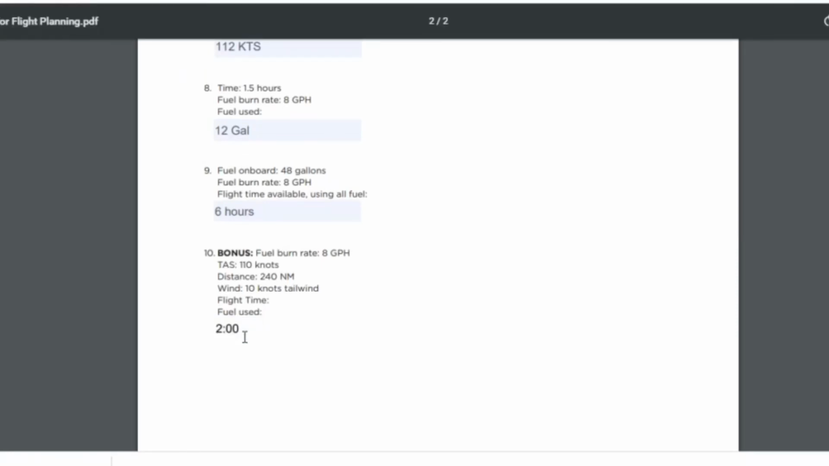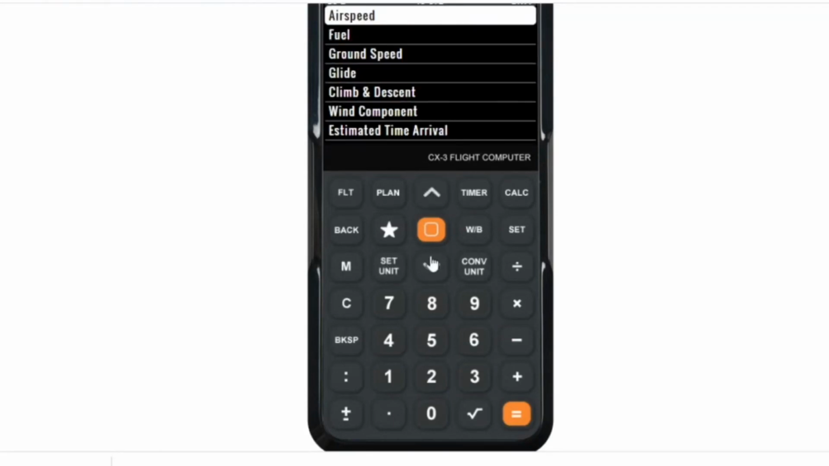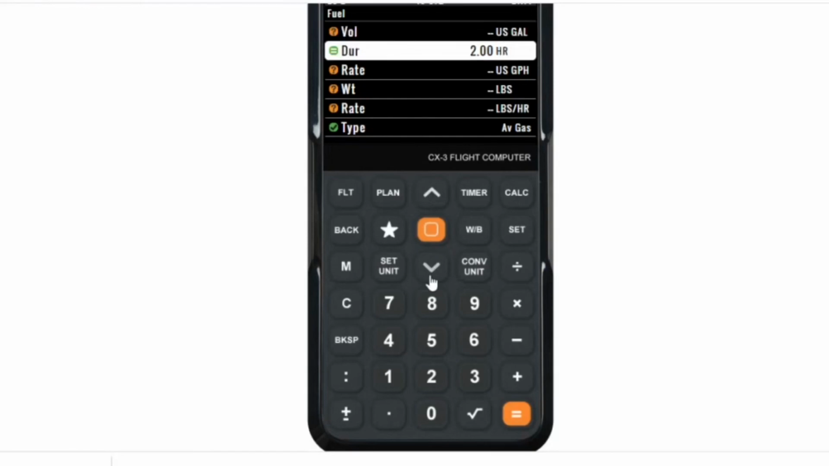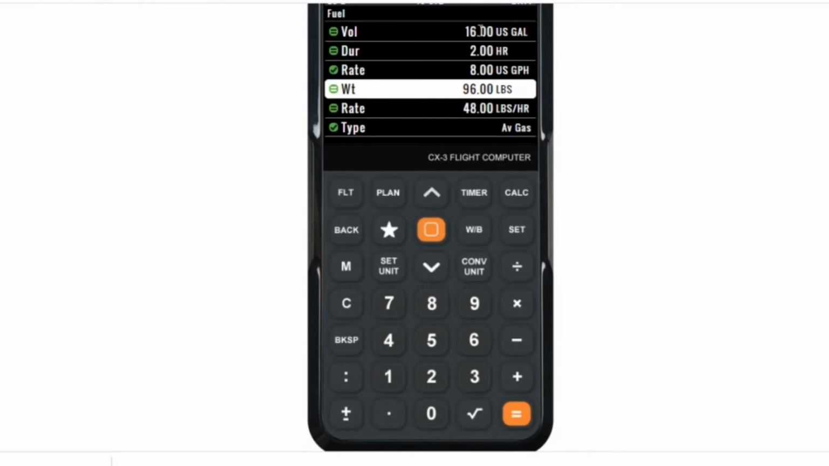And the amount of fuel burned over that 2-hour period, if we go back, it said we're burning 8 gallons an hour. You could maybe even do this in your head. But if we go back into our fuel and say, all right, we're going to be flying for 2 hours, burning 8 gallons an hour, that means we're going to burn 16 gallons of fuel. And that's the answer.